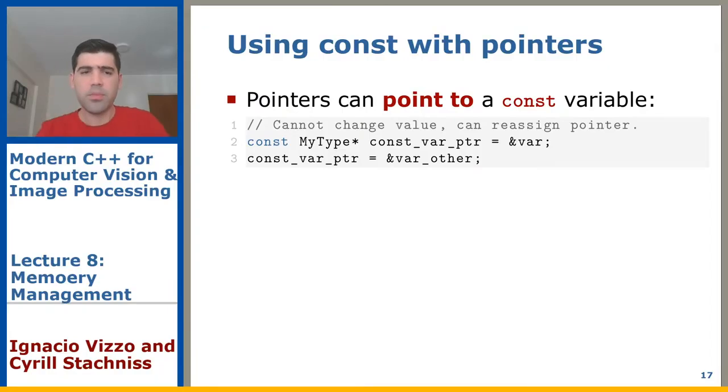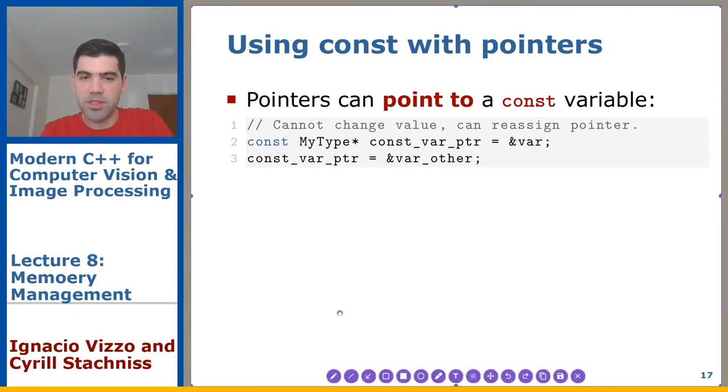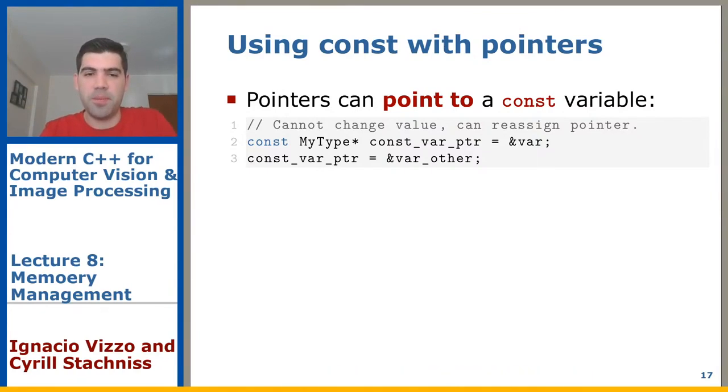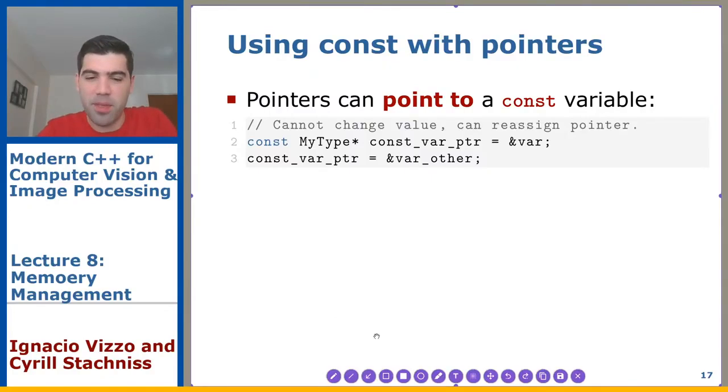So pointers can point to a const variable. This means that the variable that we are pointing to is const, and then the type of the pointer should be const. So I'm missing the variable actually here. This is not a const pointer. The pointer variable is not constant, but it's pointing to a const type.